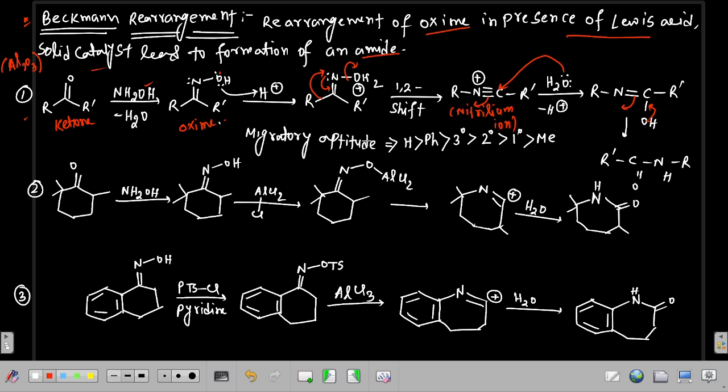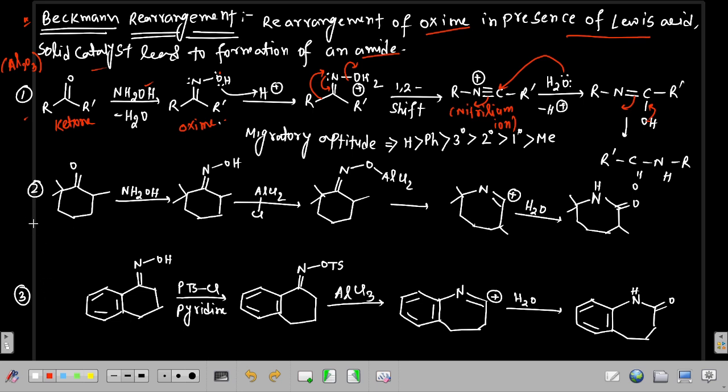Now we will see the migratory aptitude of different groups. Migratory aptitude means between this R and R dash, which one will shift faster to the nitrogen. So if hydrogen is there, then hydrogen will have the greatest migratory aptitude. So first will be hydrogen, then phenyl, then 3 degree, and then tertiary, then 2 degree, then primary, then methyl.